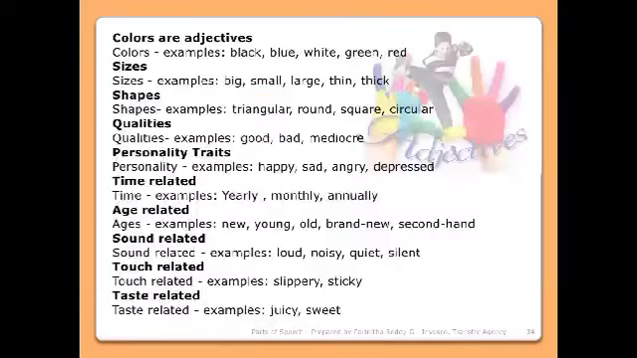So there are different kinds of adjectives that we use. For example, colors are adjectives: black, blue, white, green, red. Sizes are also adjectives: big, small, large, thin, thick. Shapes are also adjectives: triangular, round, square, circular. Qualities are also adjectives: good, bad, mediocre. Personality traits are also adjectives: happy, sad, angry, depressed.